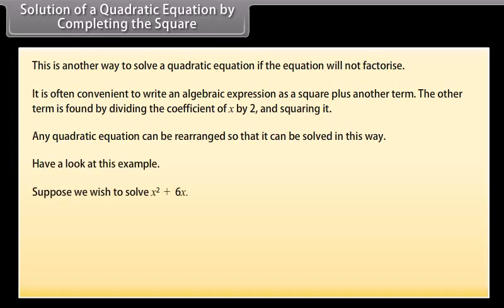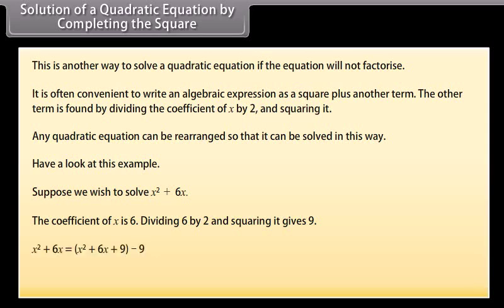Rewrite x square plus 6x as a square plus another term. The coefficient of x is 6. Dividing 6 by 2 and squaring it gives 9. x square plus 6x is equal to x square plus 6x plus 9 minus 9 equals x plus 3 whole square minus 9.